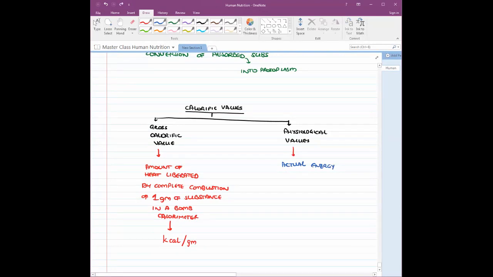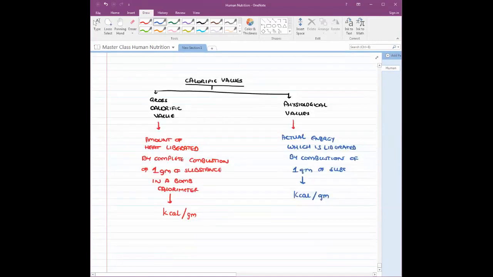Okay, the actual energy which is liberated by combustion of 1 gram of substance, under normal conditions, not in your bomb calorimeter. So once again, guys, how are we going to keep this in mind? How much energy? It is kilocalories per gram.